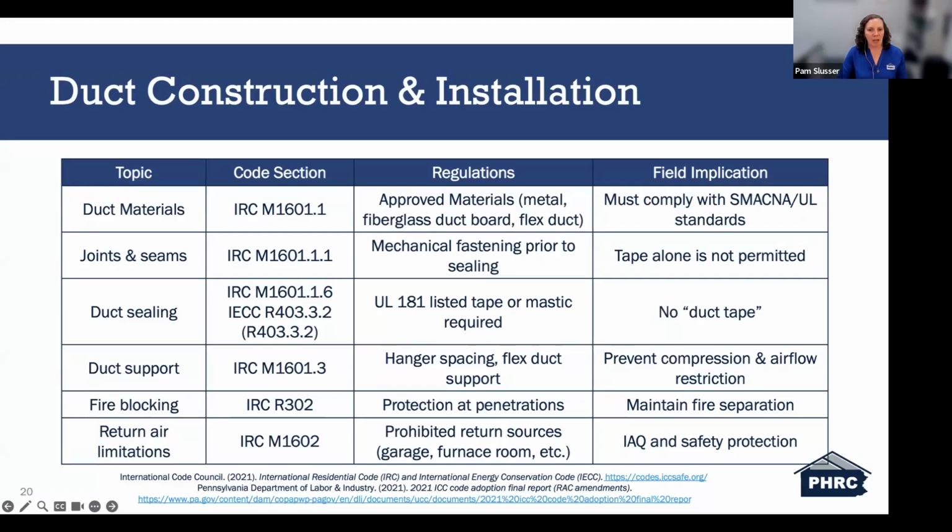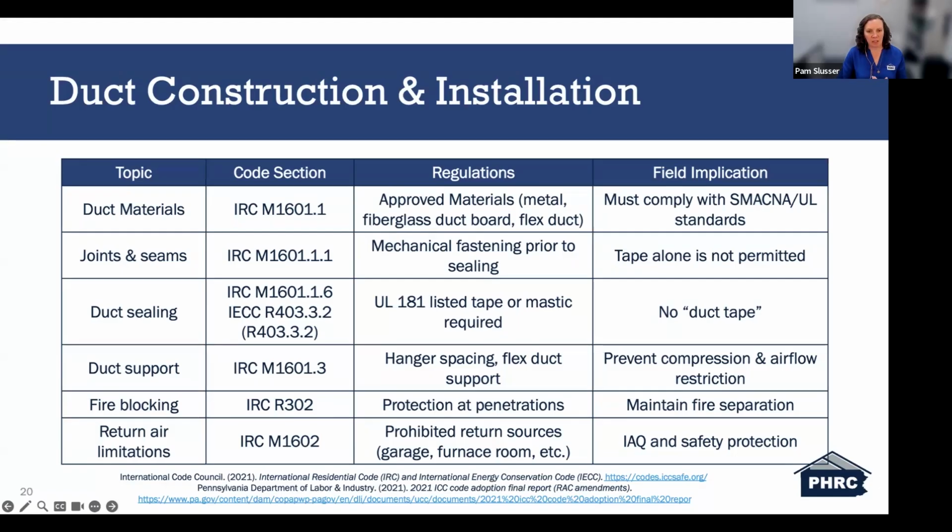On this table, I am highlighting key installation fundamentals: materials, connections, sealing, and support. These are the items that most directly impact system performance and code compliance in the field. As you can see on the table, for joints and seams, mechanical fastening is required before sealing. It's important to understand that tape alone is not permitted. So the connection must be structurally secure first, then sealed.